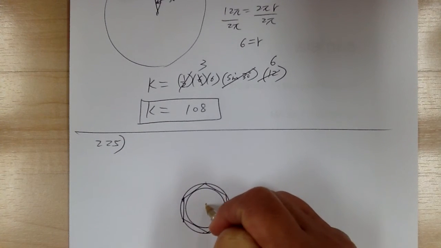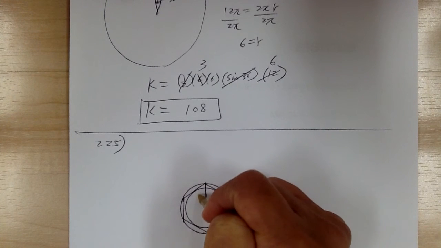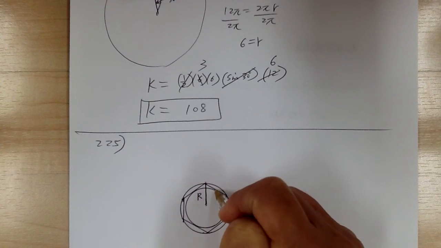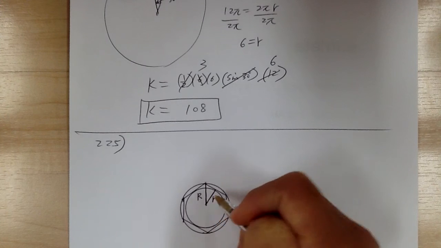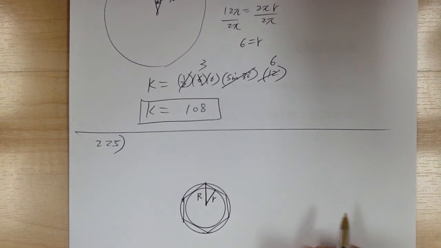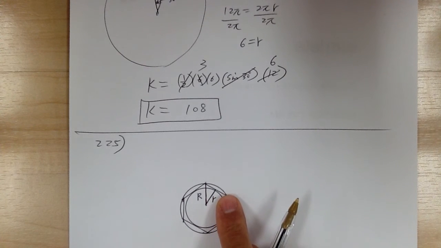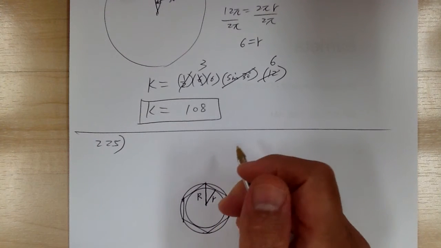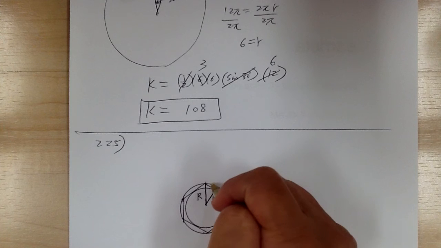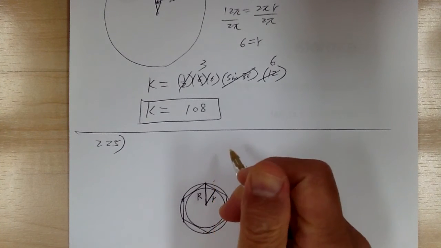So what you can do is call this big R and call this one small r. By looking at that, I can realize all these are 30-60-90 special triangles. So you can just use the ratio.